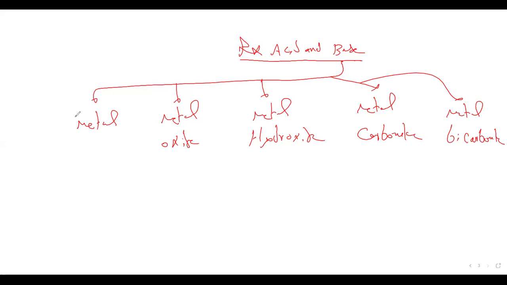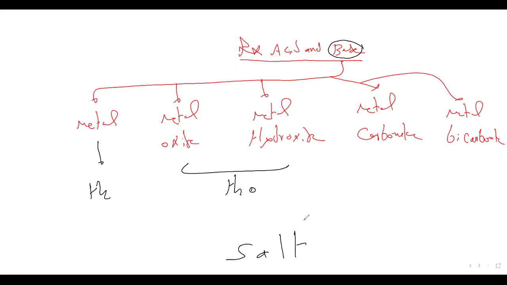Again, reactions between acid and base. An acid reacts with a base. This base is considered as metal, metal oxide, metal hydroxide, metal carbonate, or metal bicarbonate. The reaction between acid and a metal forms salt and hydrogen, while metal oxide or hydroxide forms salt and water. Metal carbonate or bicarbonate forms salt, water, and carbon dioxide.